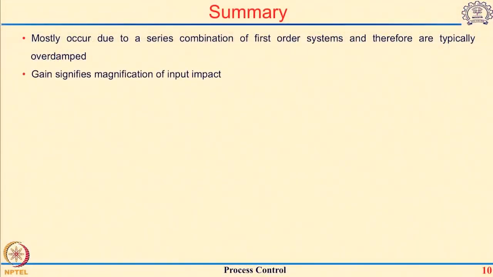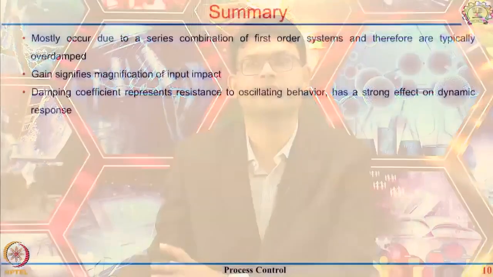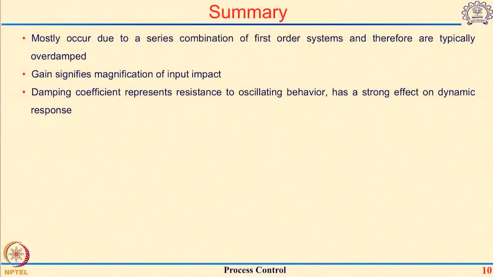To summarize, mostly what we have seen is a second order system, which most of the time we would get as a series combination of two first order systems. Very rarely we would have something which is inherently second order. Out of these parameters, gain has the same significance as in a first order system, where it signifies the magnification of the input. The damping coefficient represents the resistance to the oscillating behavior of the system, and we have seen that it has a very strong effect on the dynamic response. The response may show oscillations or may not show any oscillations.